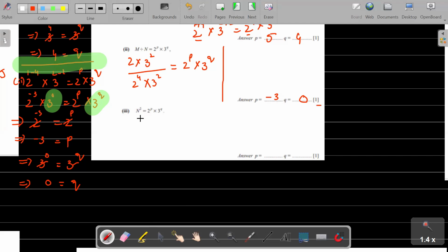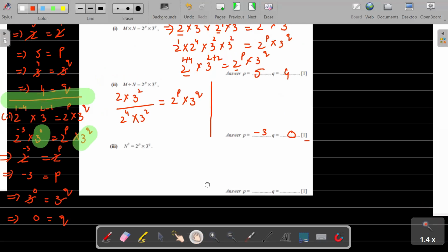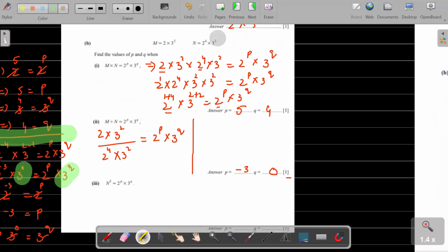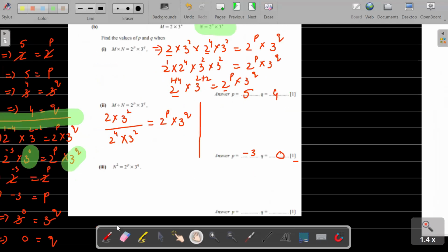All right, now it says n square. So let's do it for n square. The value of n is 2 raised to power 4 times 3 raised to power 2, and we have to take the square. Let's take the square because it says n square. So I'm solving this for n square first.